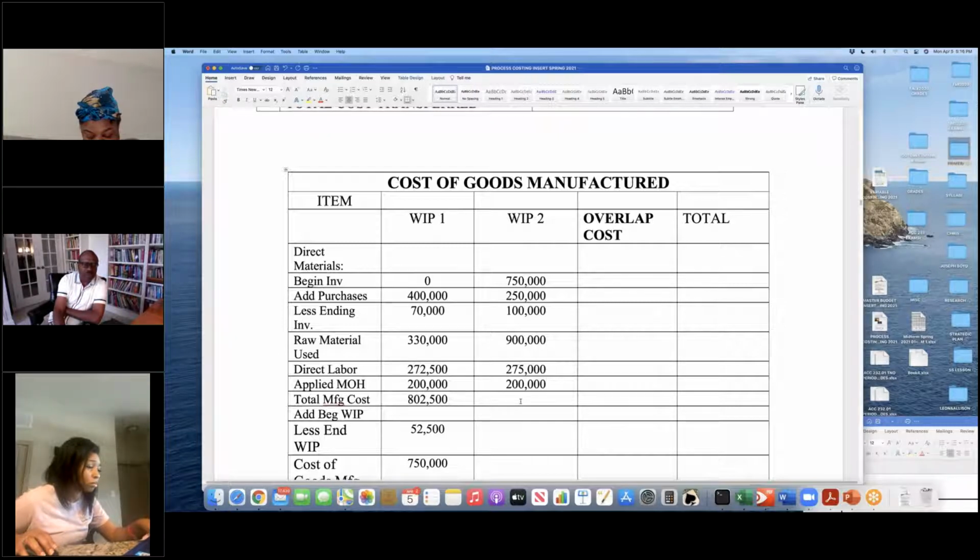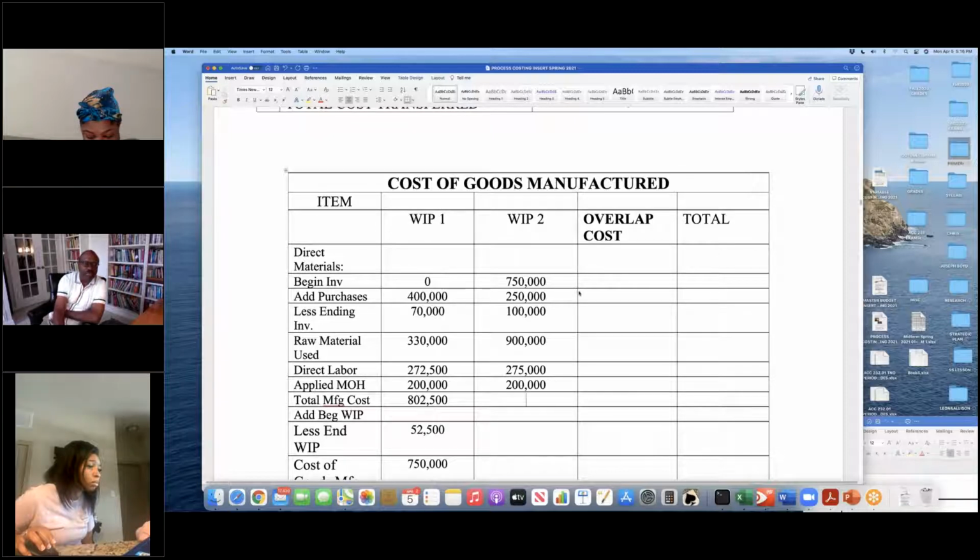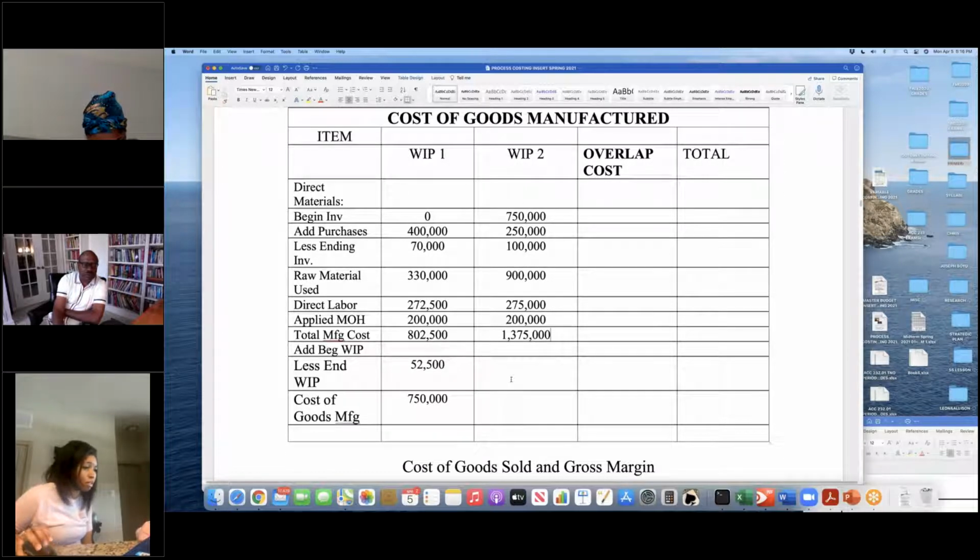Work in process 2. What were the debits in that account? $1,375,000. Hold on, let me bold this. 1,375,000. And you transferred out $1,200,000, correct? We did. So that means we'll have what? 175 left.